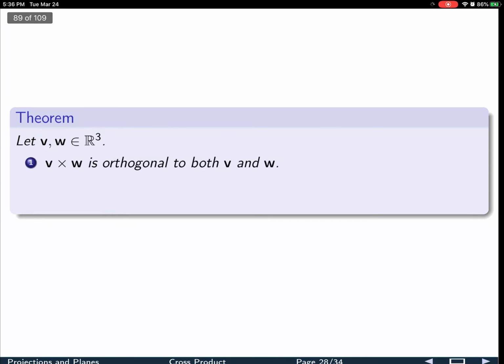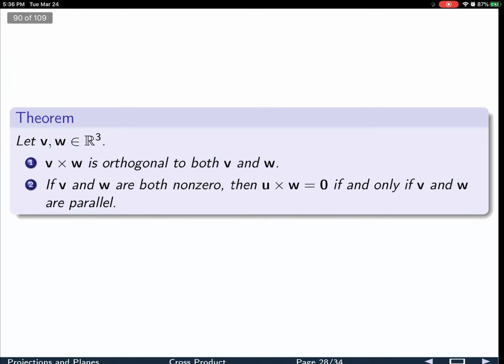All right, so here we got a theorem. The cross product is orthogonal to both of the 2 original vectors, and the cross product is only 0 if v and w are parallel, meaning that they're in the same exact direction or they're completely opposite directions, because then the parallelogram generated by v and w would have area 0.